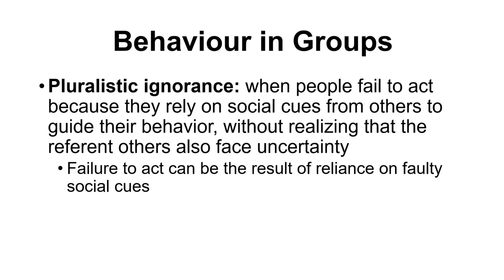Then we have something called pluralistic ignorance, which is actually something I was just describing but forgot the term for. Again, I stuck these together. But this is when people fail to act because they're relying on social cues from others to guide their behavior, without really realizing that everybody else is looking to everyone else to guide their behavior. So you all stand there waiting for somebody to know what to do, and none of you know what to do, so you're just waiting. So you can fail to act basically because you're relying on faulty social cues.